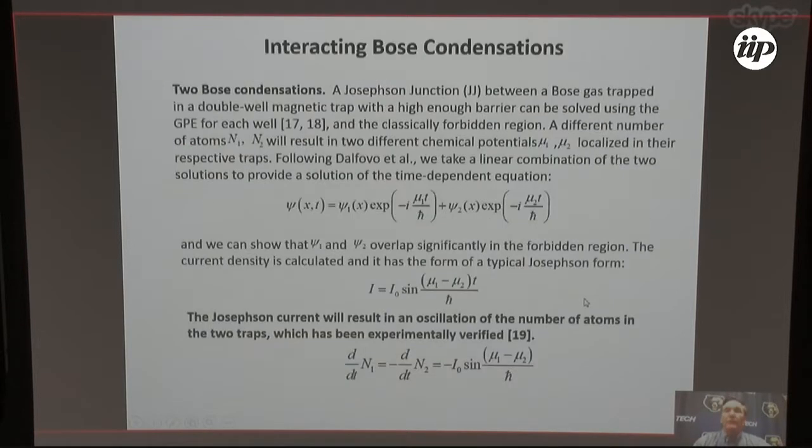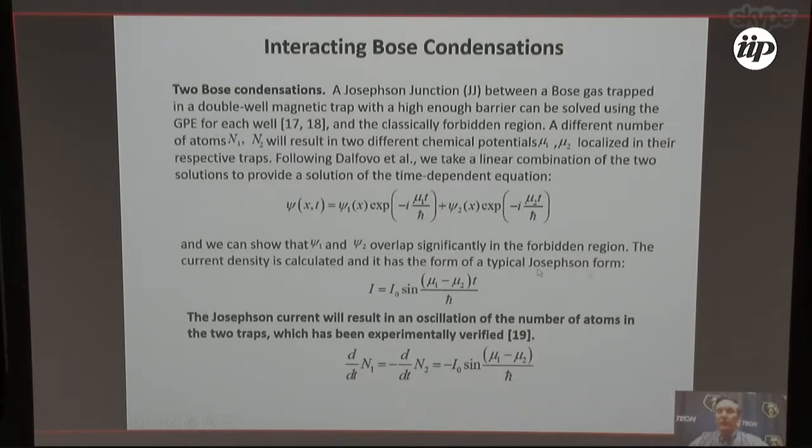So our first Bose condensate is a Josephson junction between two Bose gases trapped in a double well magnetic trap. The barrier can be solved with the Gross-Pitaevskii equation for each well, and there's a classically forbidden region. Basically, what they found is that the wave functions can overlap significantly in the forbidden region, and the current density is the typical Josephson form.